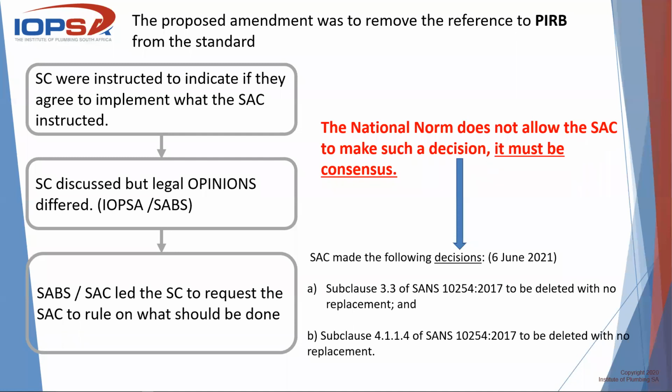And the SAC then came forward with an instruction or a presentation to the committee to say, this is wrong and this needs to change. The SAC then asked the committee to vote whether they agree to implement this change or not. At this stage, IOPSA also submitted a whole proposal to the SAC to say that the reasons they give for the change to happen are not sound at all. There were many legal opinions in question, different arguments that hadn't been considered, and so on.